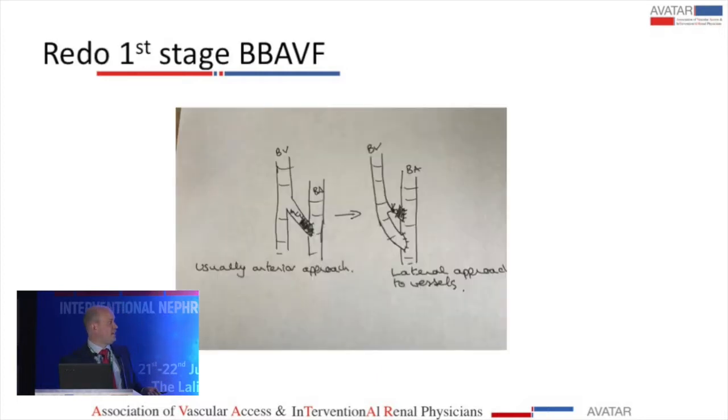And this is something I see a lot. First stage transposition fistulas made with the median cubital vein. That thromboses. It's not the end of the world. You can just pick up the basilic vein further down and swing it across. And often this is a much bigger vein than the median cubital, so you've got a good chance. The only thing is that you'll need to use a medial approach to the vessels and go below the antecubital fossa incision.